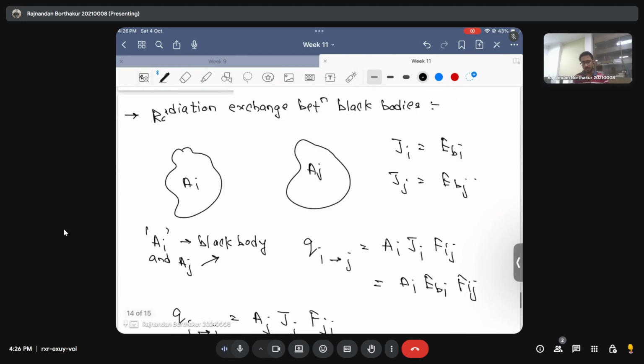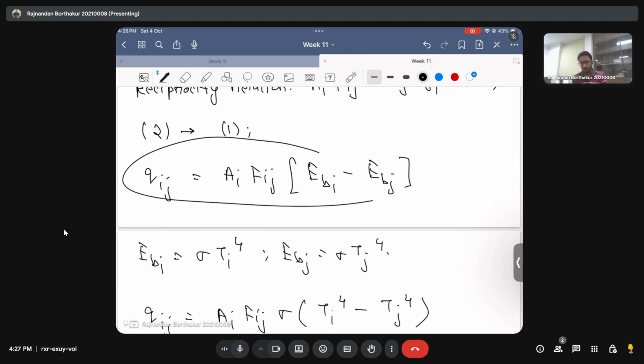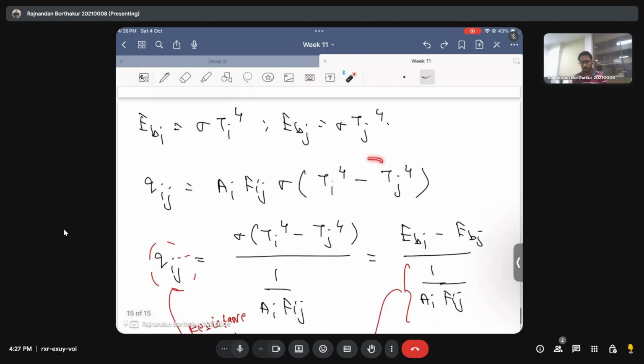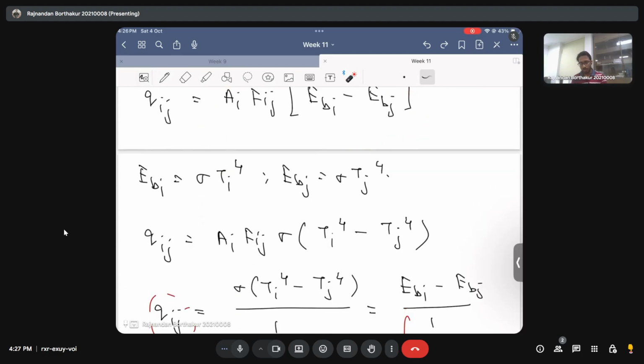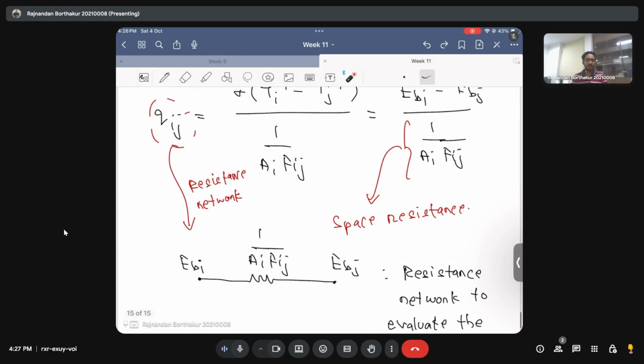But at least for black bodies, this is how you define the net radiation exchange between two black bodies, written in terms of either the emissive power, or you can write this in terms of the temperature, and you can equivalently define a space resistance associated with this, and this will give you the resistance network for evaluating the net radiation exchange between black bodies.